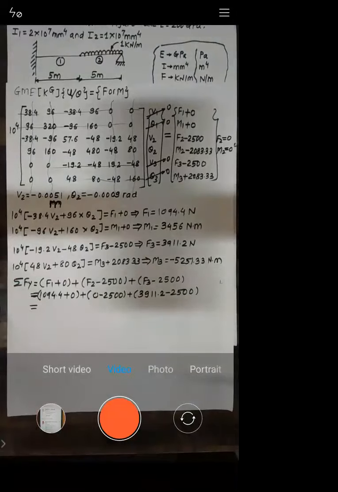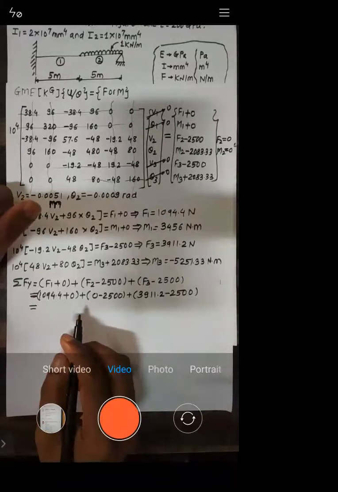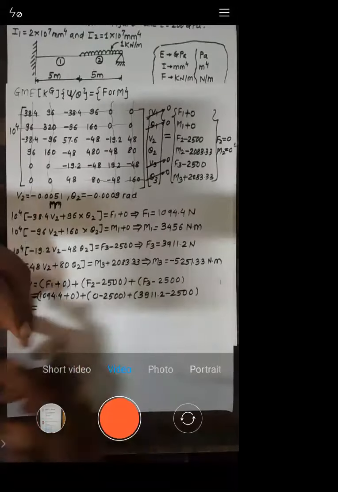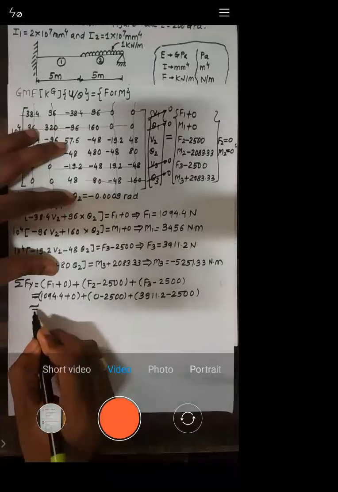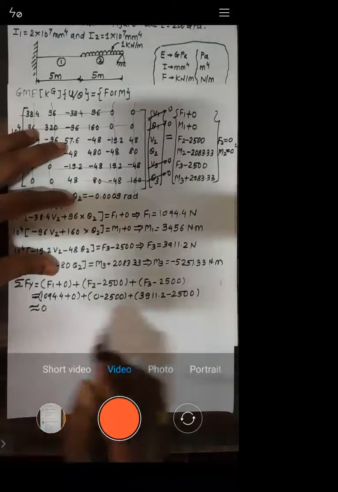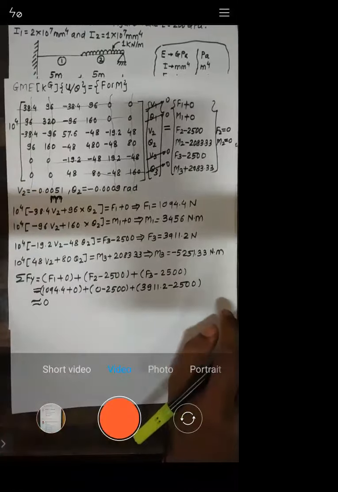5.6. So there is some error. That error in 2500 is very small, so you can consider that error to be equal to 0. Try to understand, because that error is very less. Is it okay or not?